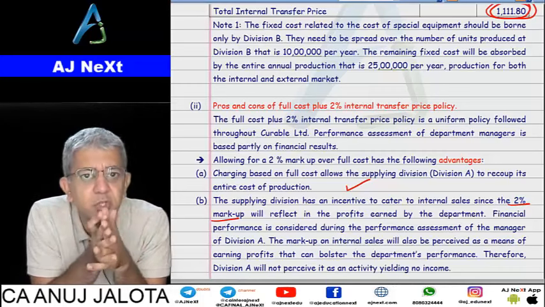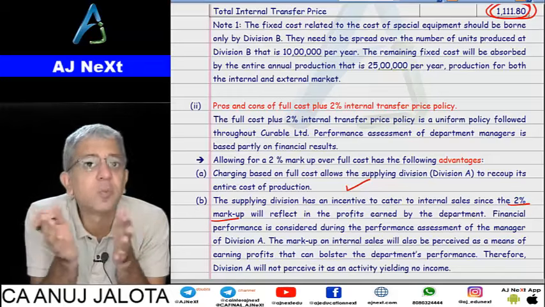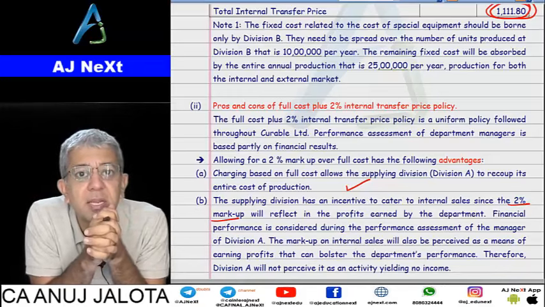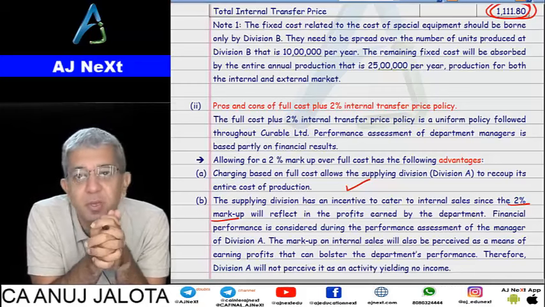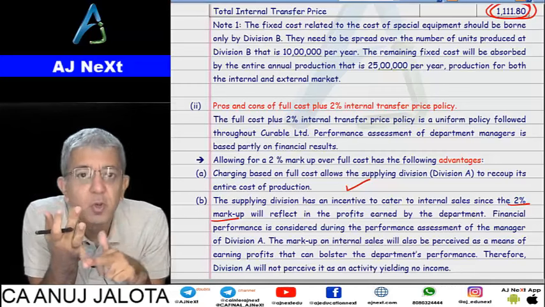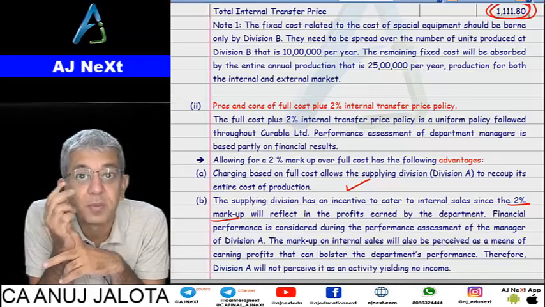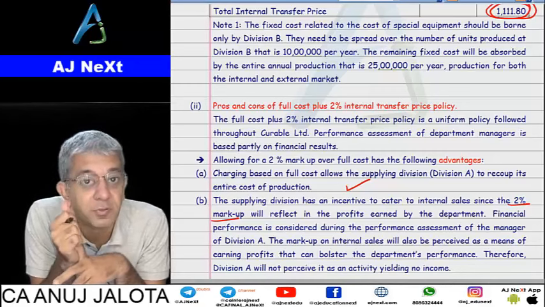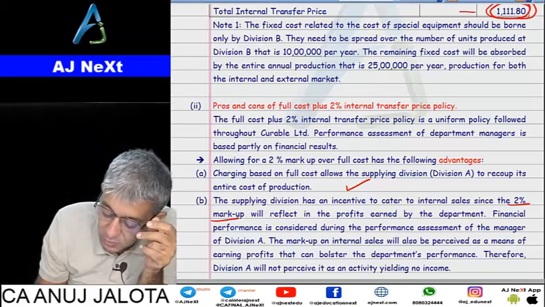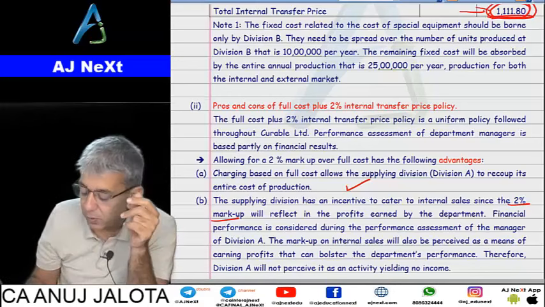Division 1 means division A. So then what is the problem? The problem is that division B over here will not be good for them. Why? First of all, you all will understand, division B had an offer to purchase from the outside market at what rate? Yeah, 1050. It's going to be purchasing the things from division A at what rate? Yeah, 1110.